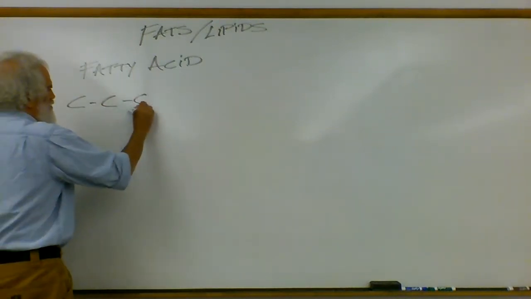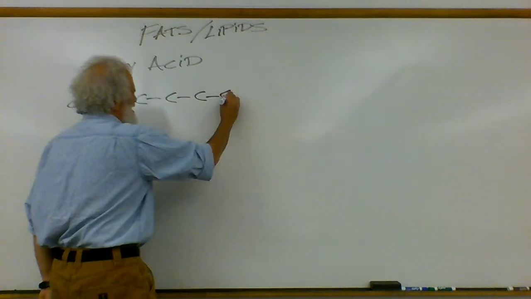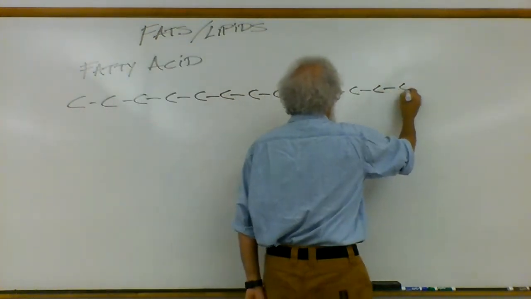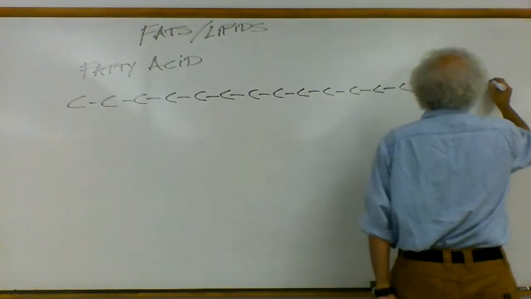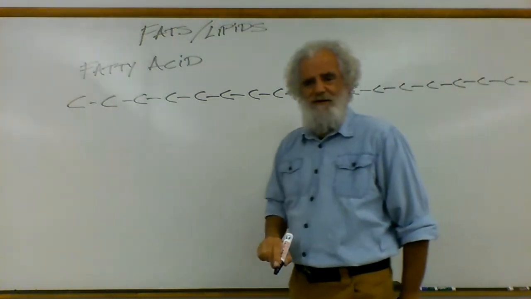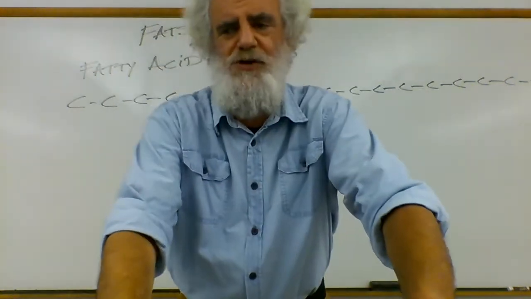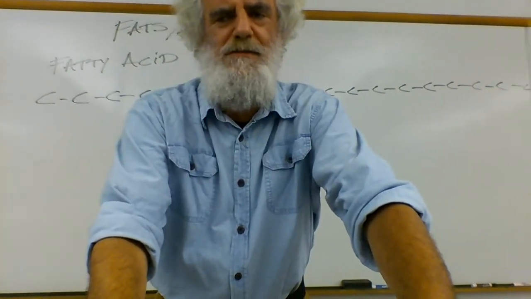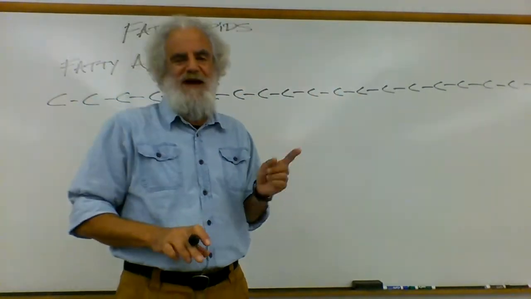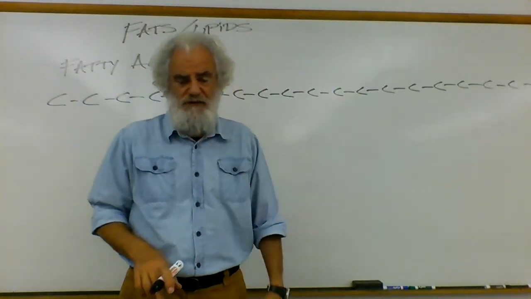1, 2, 3, 4, 5, 6, 7, 8, 9, 10, 11, 12, 13, 14, 15, 16, 17, 18. Can you see that one over there? Yeah. Sure. I'll do that. So, an 18 carbon fatty acid. That's a lot of carbons.